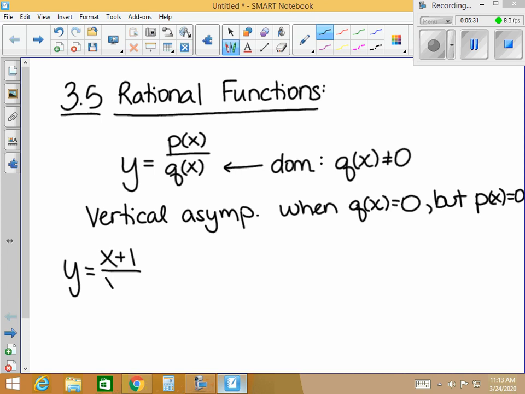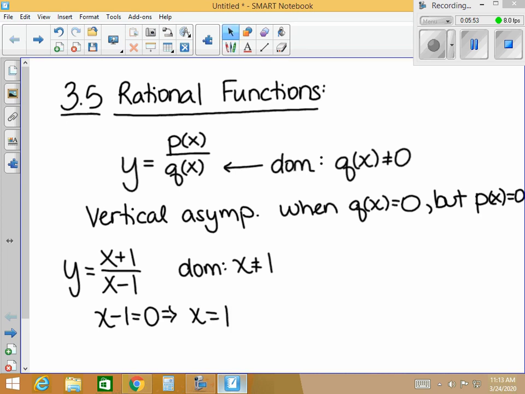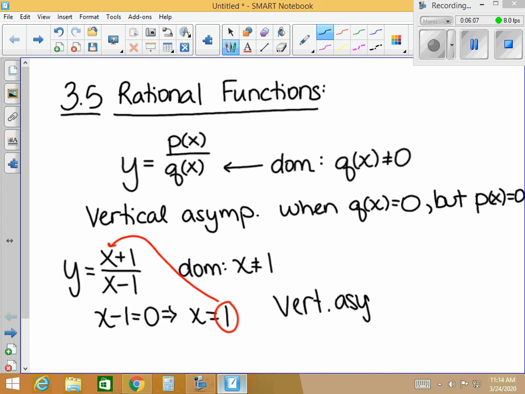So if y equals x plus 1 over x minus 1, we know the domain of this function is all real numbers except for 1. And we got that by setting the bottom equal to 0. If we plug 1 into the top, 1 plus 1 is 2. So while 1 makes the bottom 0, it does not make the top equal to 0. So that means the vertical asymptote, the only one, is the line x equals 1.